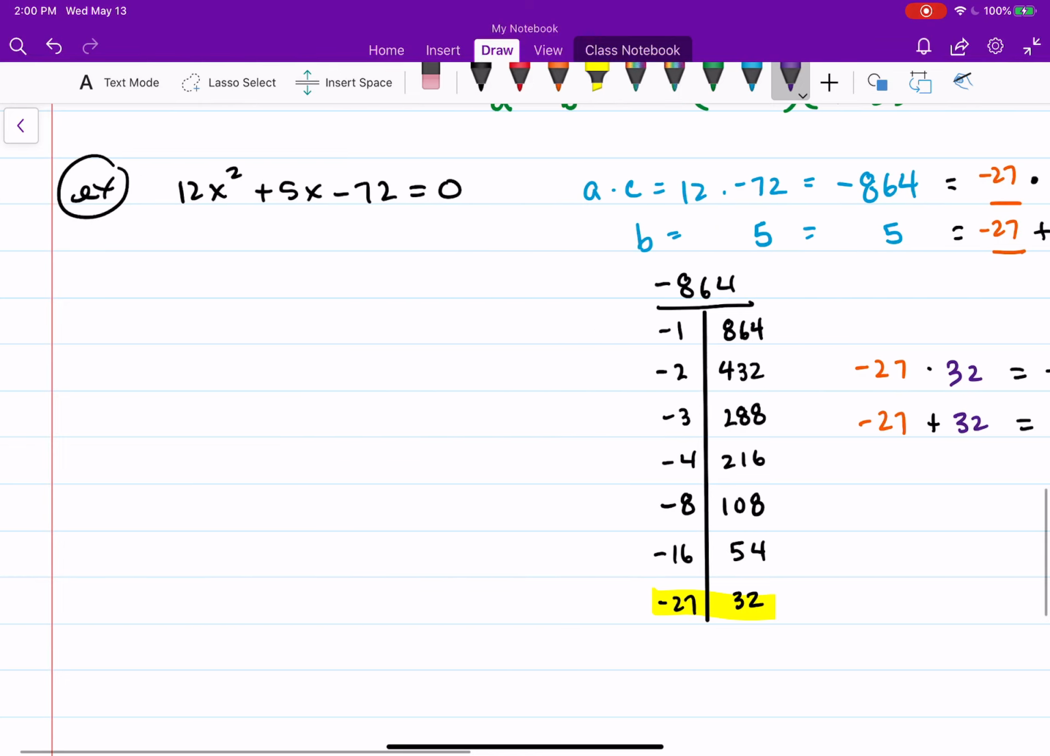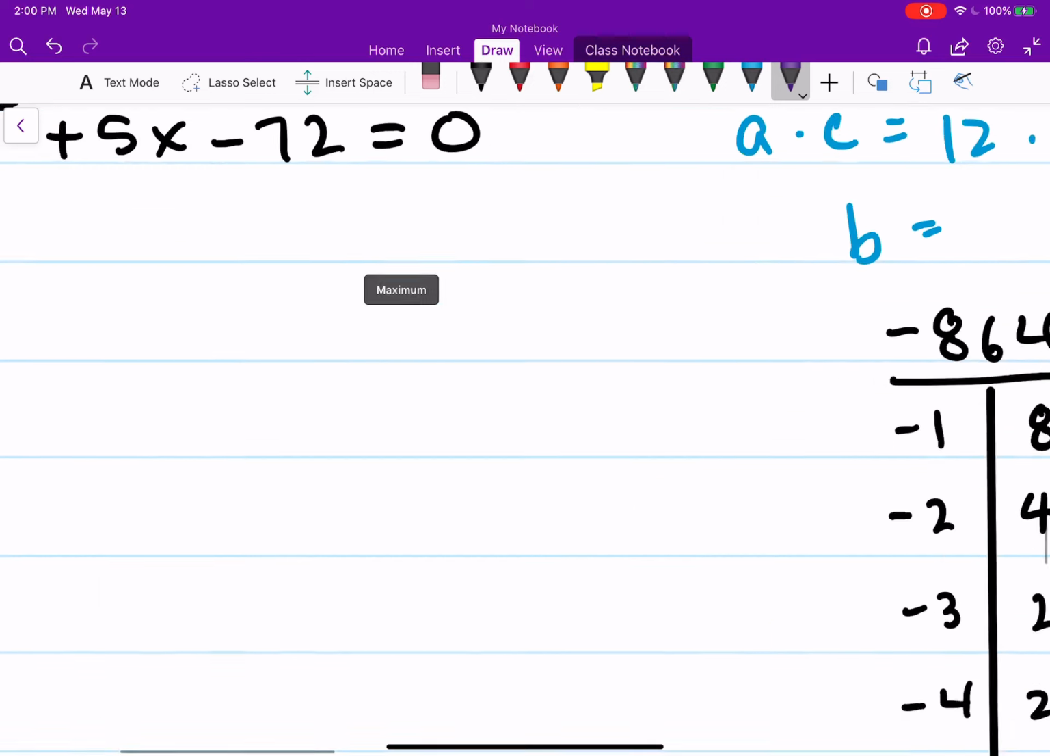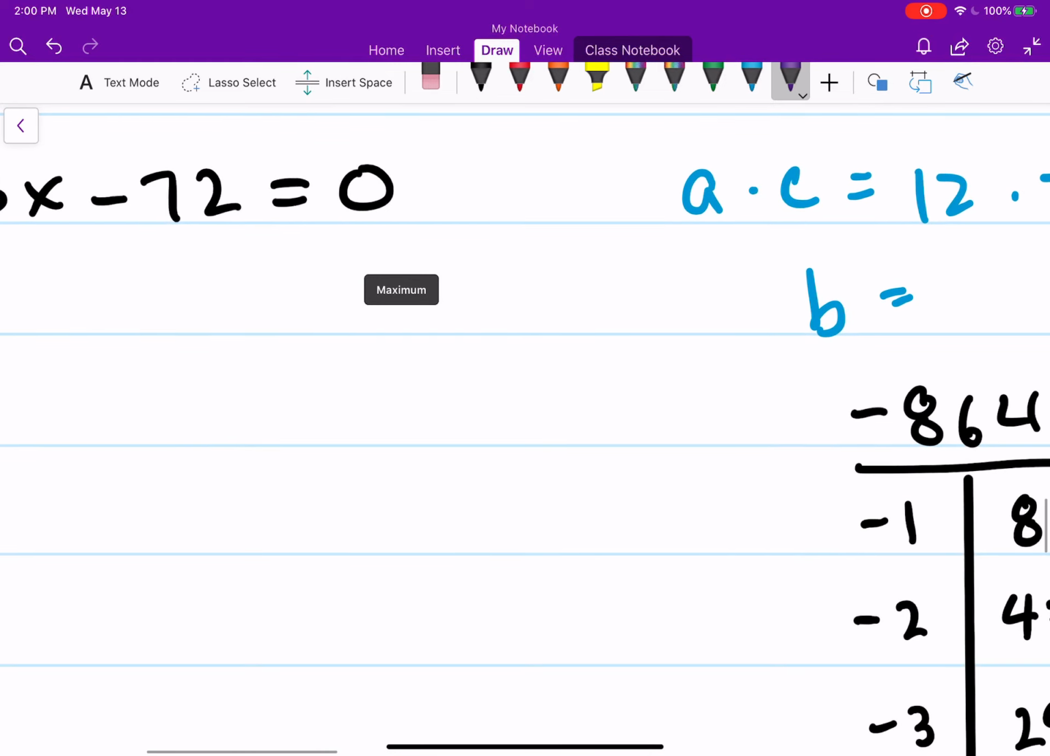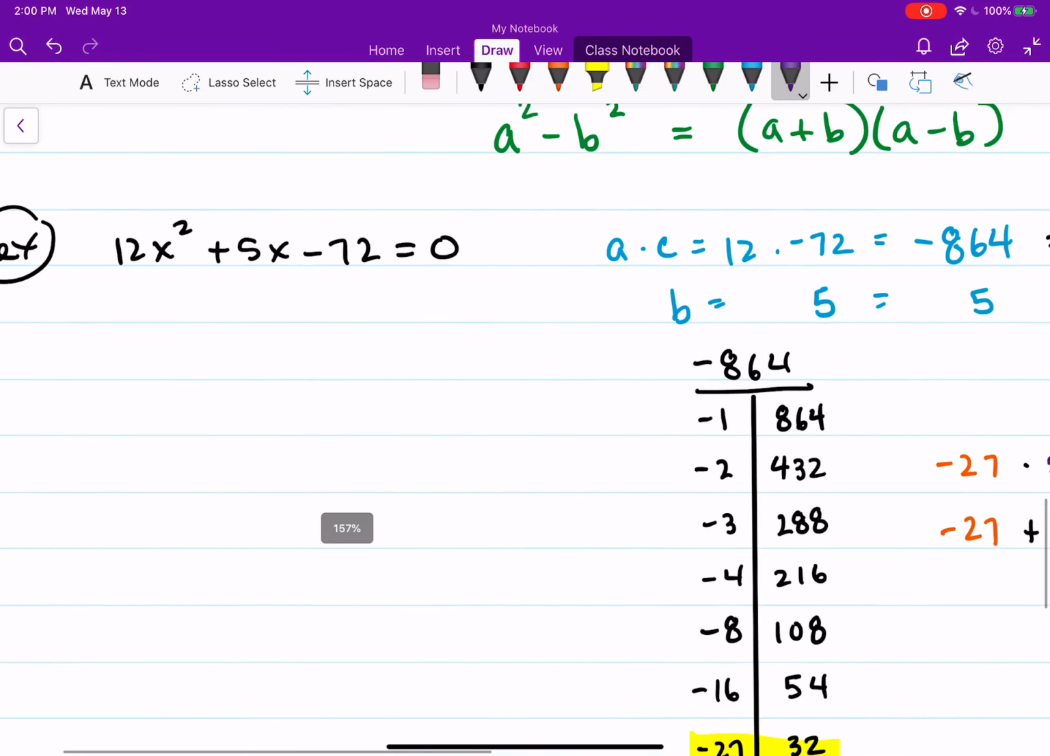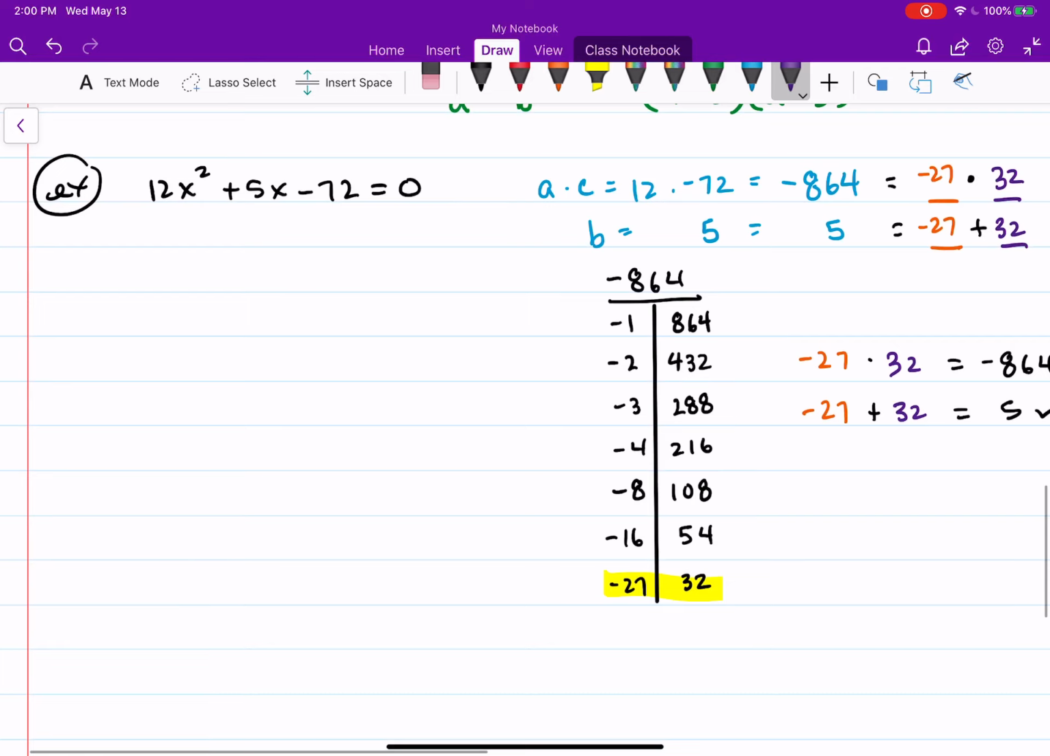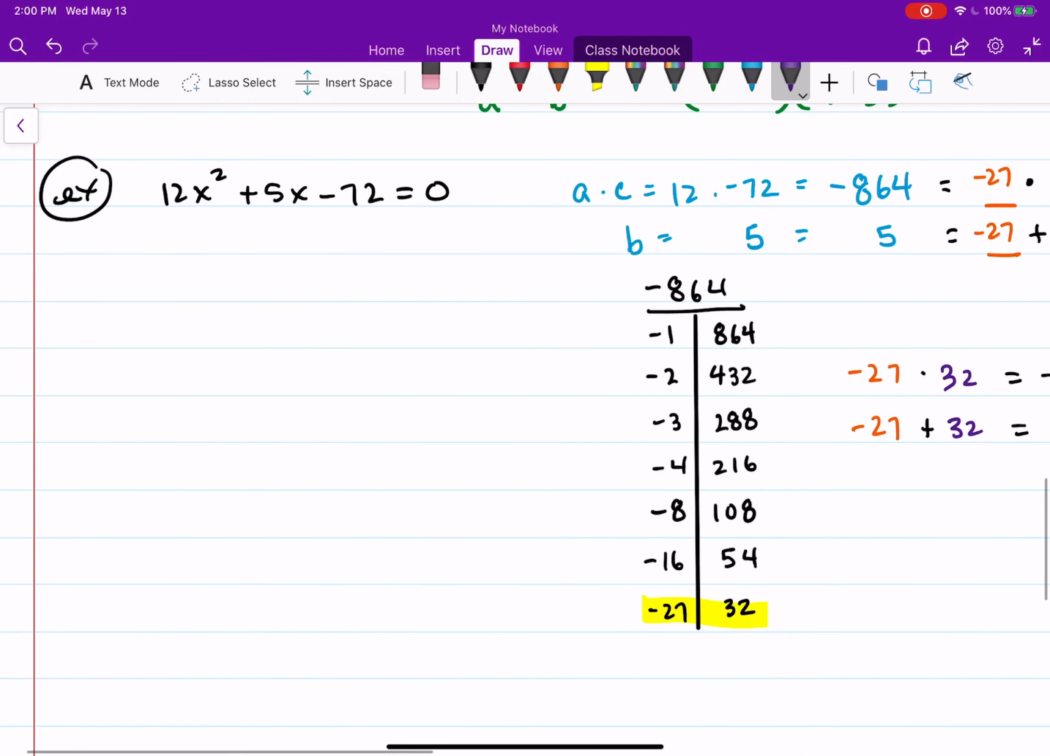So I come back over here. The only difference of this right now with the quadratic equations and what we've been learning with factoring is that we added an equal 0. Okay? And we'll explain why the equal 0 is there. All right, so I have 12x squared minus 27x plus 32x minus 72 equals 0.